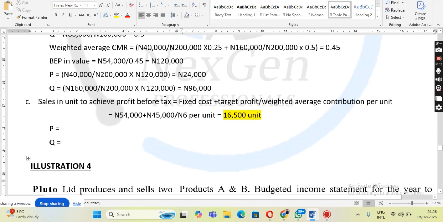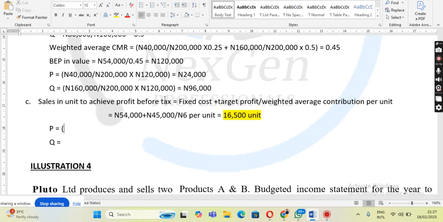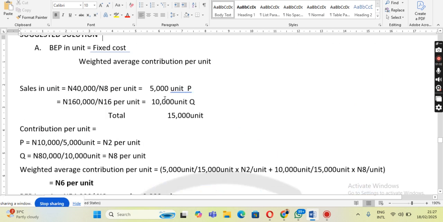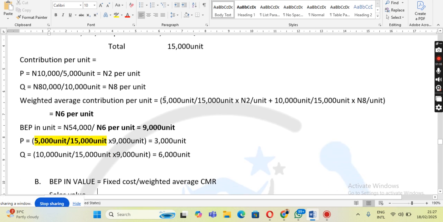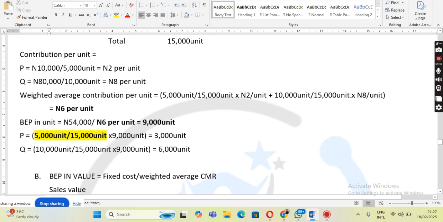Since it is units, class, you copy the unit mix. If it is value, you copy the value. Times 16,500 units. We give you the percentage for this, so you still do the same thing for the sales units.